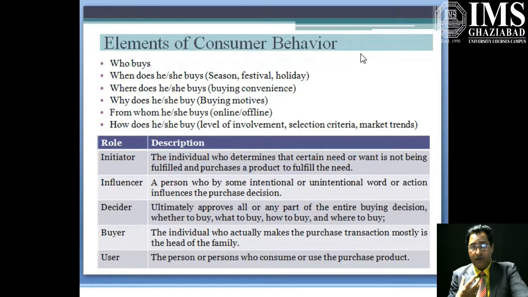So again you have to understand the timing and scheduling of purchasing a particular product. I'm purchasing a particular product only on the occasion of a festival, or whenever I get a holiday, or seasonally, or weekly, or even daily. So again that is a very important aspect of understanding the consumer.